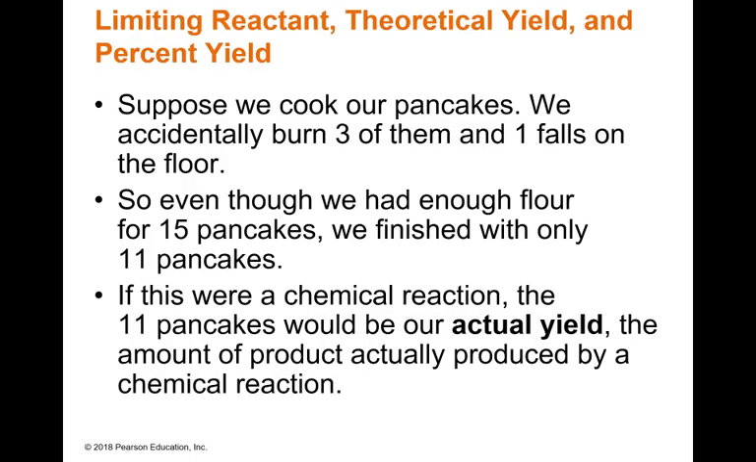Now let's take it one step further. Imagine that you start making your 15 pancakes, but 3 burn and 1 falls on the floor. So you only end up with 11 pancakes. In chemistry, we call this the actual yield, the amount of product you actually get in the lab. It's often less than what you theoretically could have made due to side reactions, spills, or inefficiencies. This happens all the time in real chemical reactions. Just like with the pancakes, the perfect yield is rare.